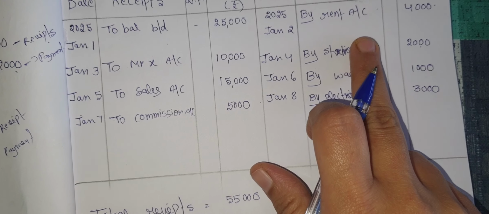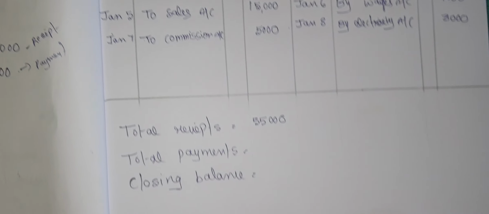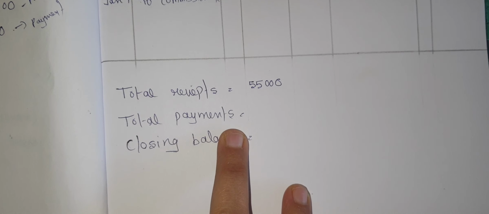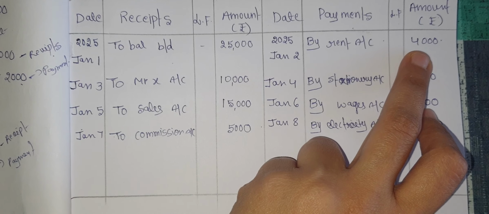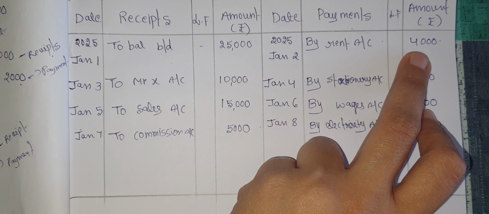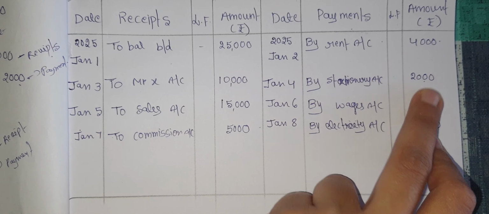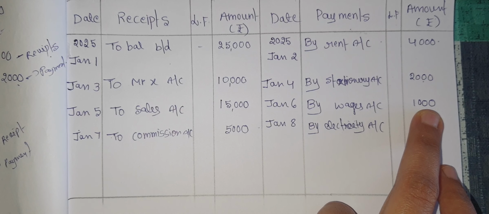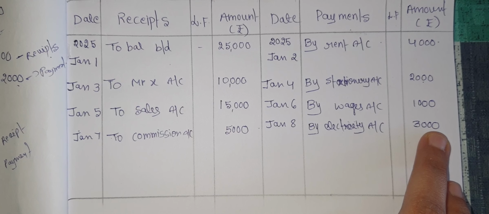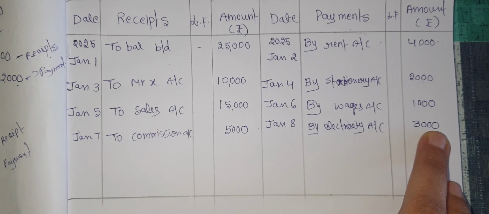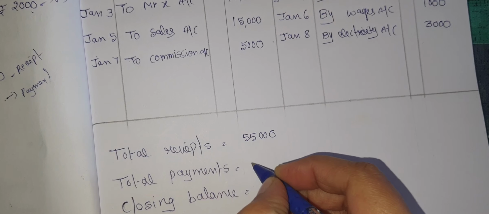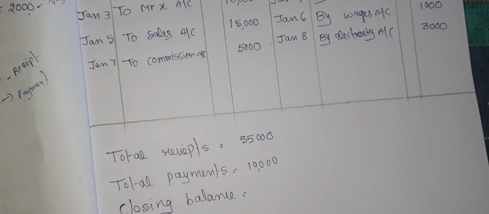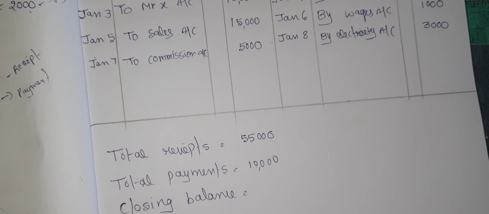And now we have to check the total payment. Total payments are rupees 4,000 plus 2,000 plus 1,000 plus 3,000. So that is rupees 10,000. So our total payments, they are 10,000.